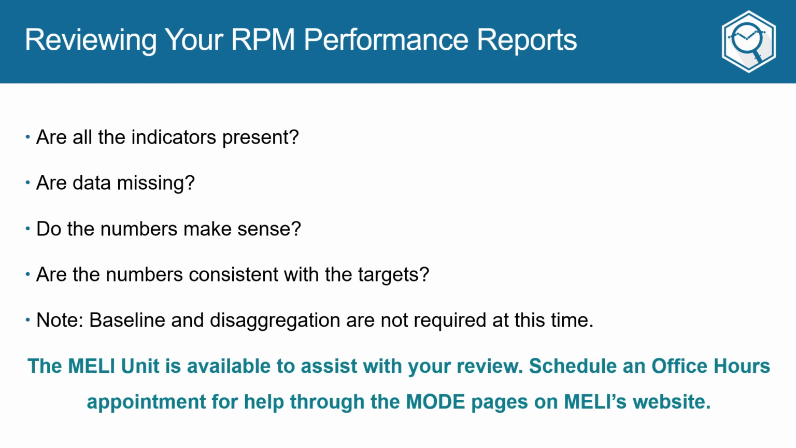Next, you might want to think about whether the numbers make sense. Consider the expected number of program participants and make sure what's reported is roughly consistent. For example, the number in the denominator field should never be bigger than the total number of participants for a given program. You may also want to consider whether the numbers are consistent with the targets. While there are no penalties or consequences for not reaching targets, numbers that are wildly different from the targets might indicate a reporting issue. We also want to remind you that baseline and disaggregation data are not required at this time, so they do not need to be part of your review.